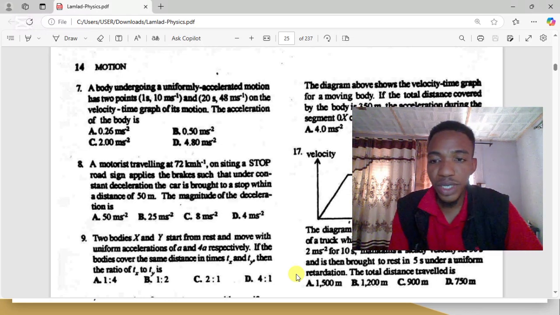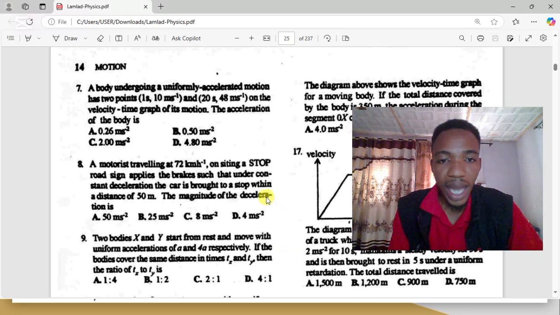So the first thing is we know that a car was moving and it was traveling at 72 kilometers per hour. Okay, so the only thing is that the question was given in kilometers per hour and we are supposed to get our answer in meters per second squared. So we have to convert this 72 kilometers per hour to meters per second.